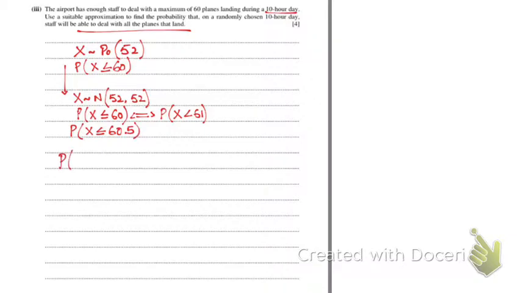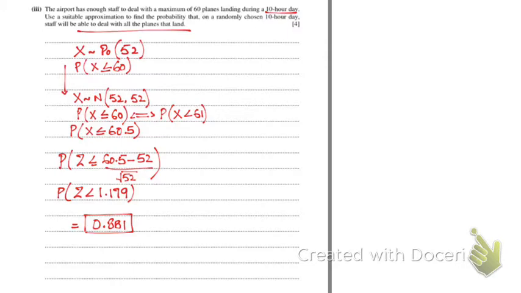After standardization, Z is less than or equal to 60.5 minus 52 upon root of 52. This turns out to be Z less than 1.179. Using the Z table, or a calculator, you find the probability turns out to be 0.881. So that is your answer for the last part.